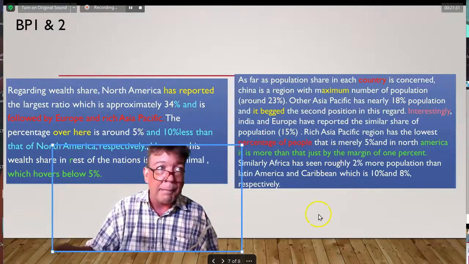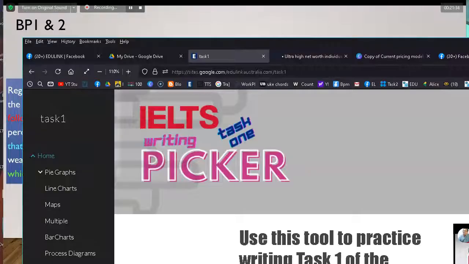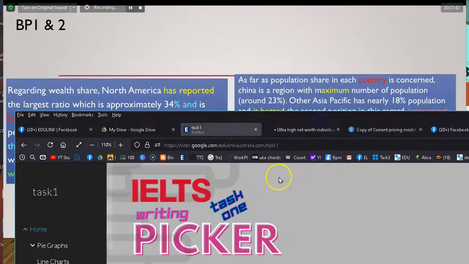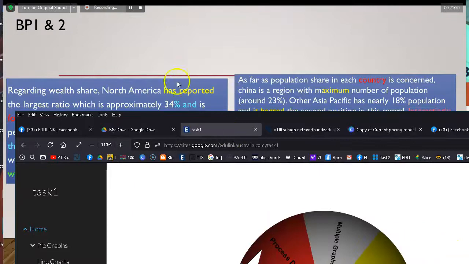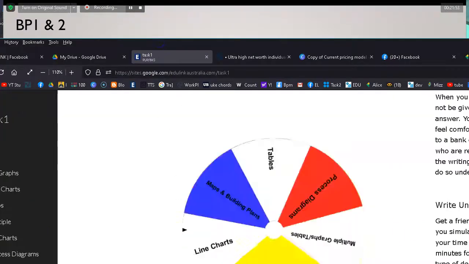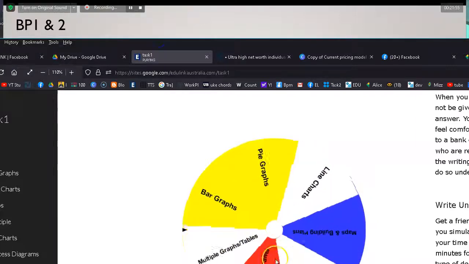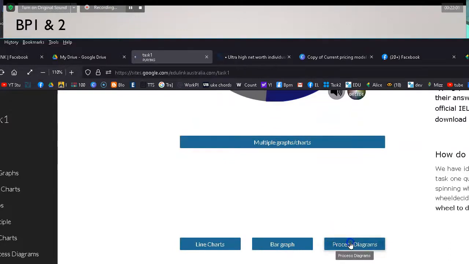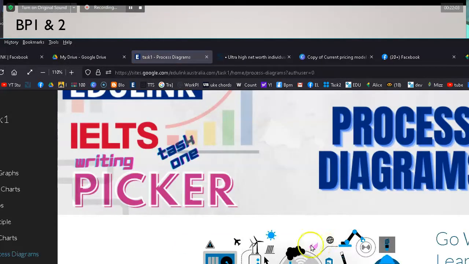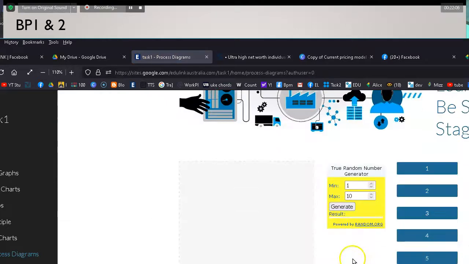So to get back to what I was saying, oh yeah, task picker. Look, I got a video inside the video. Here it is. Sites.google.com, Edgelink, Australia, task 1. How does it work? You go to the site, spin the wheel. It gives you a type of graph, a type of thing, a process diagram. Great. Process diagrams. Click on that. Okay, go with the flow. Learn the terms. Be sages with stages. Here's another generator. Right? Click on that.